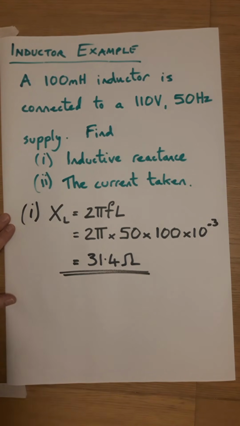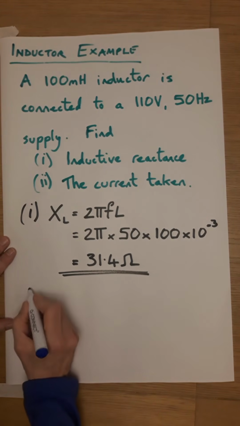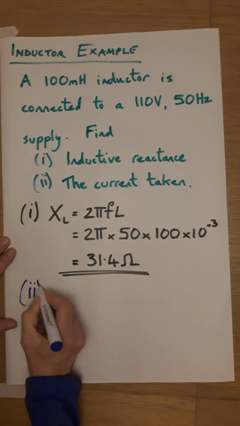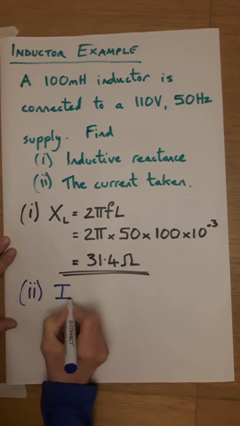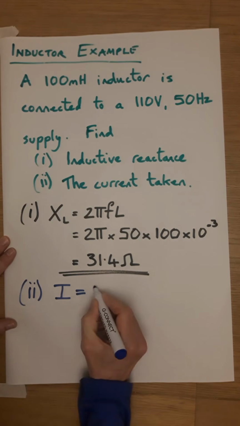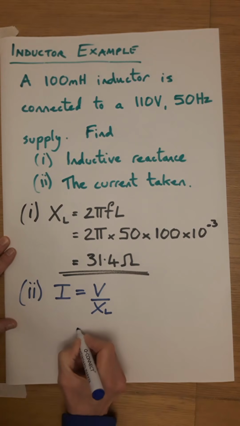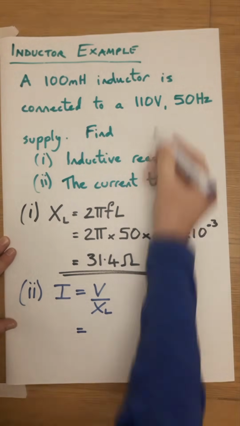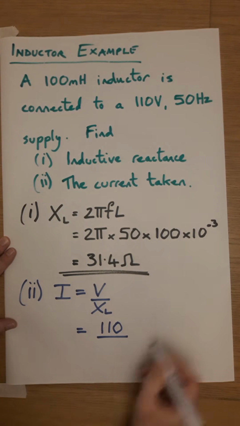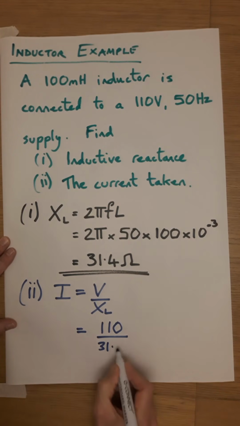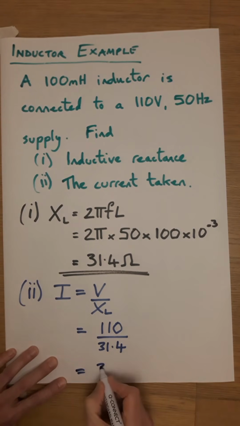The final bit is to find the current taken. So part 2. The current taken. Think of Ohm's law. I equals V over R. Well, it's not R, it's XL. Put your numbers in. The supply voltage was 110. XL we just found. And that comes to about 3.5.